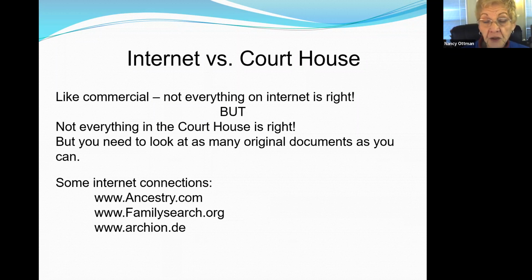FamilySearch.org is free to you and has quite a few records. Archion.de, which has German records, is usually free. And then you go to the top right-hand corner of your Google page, and you can find translations for those pages.